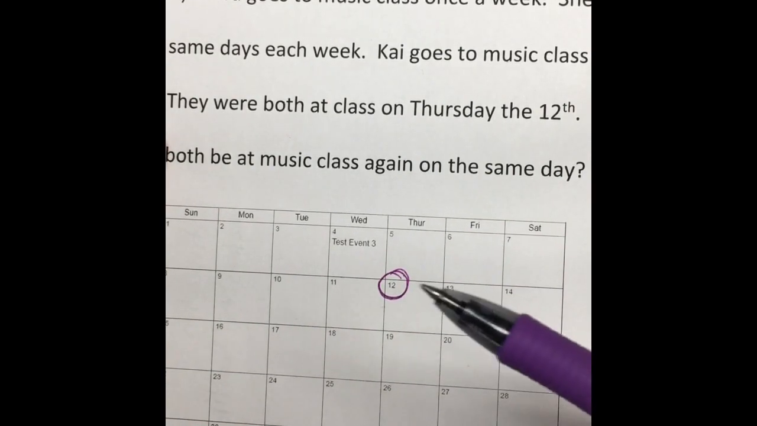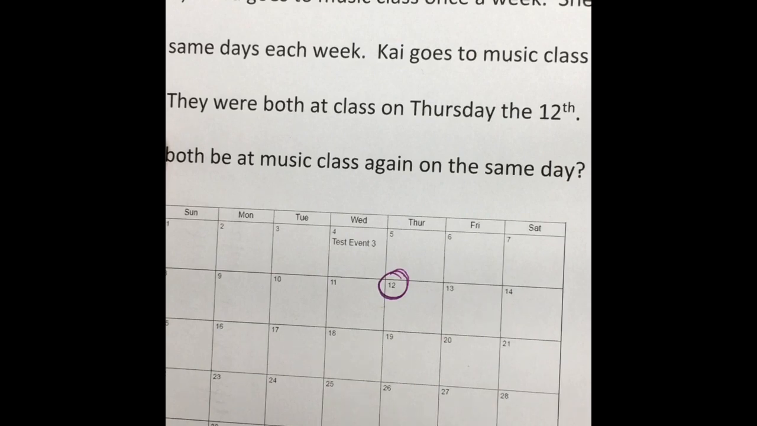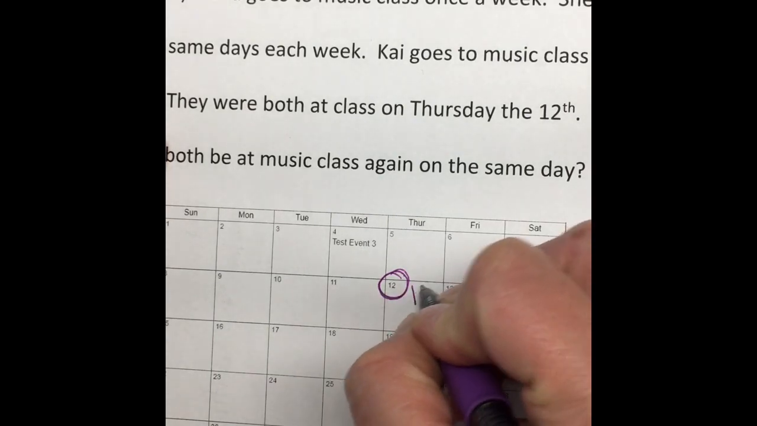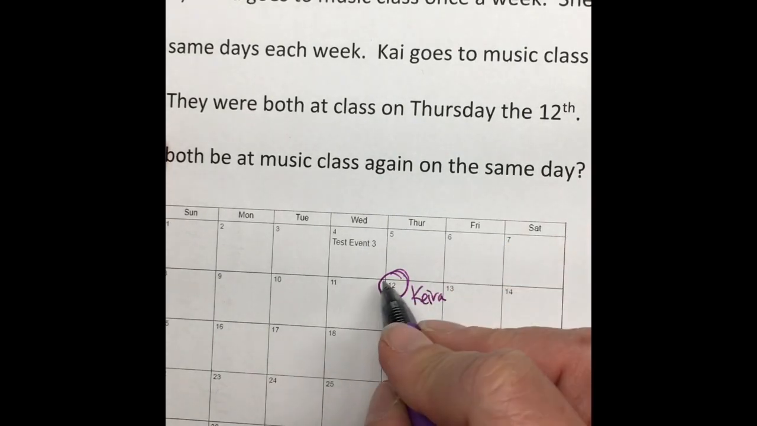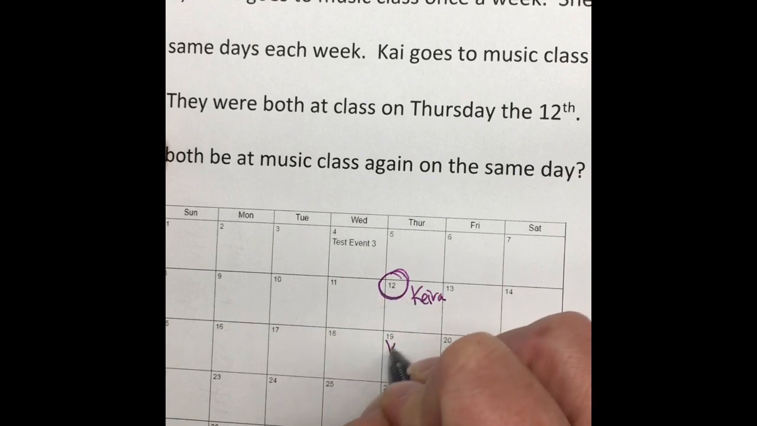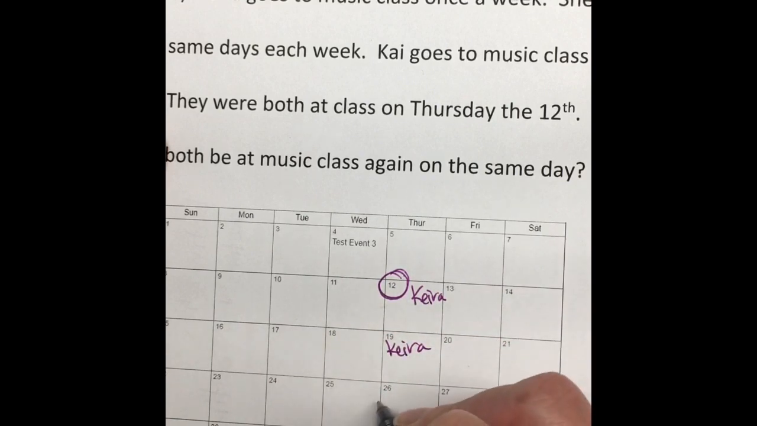So I'm going to use the purple pen for Kira and the red for Kai. But if Kira goes to music once a week and she goes the same day each week, then we know that Kira is there this Thursday. She'll be here this Thursday. She goes the same day every week.